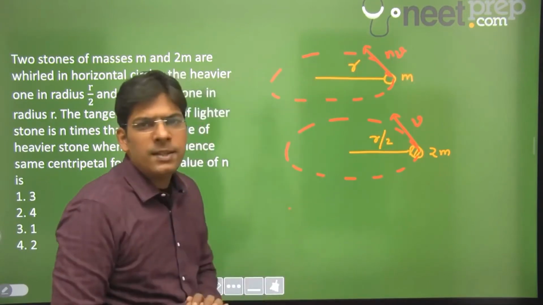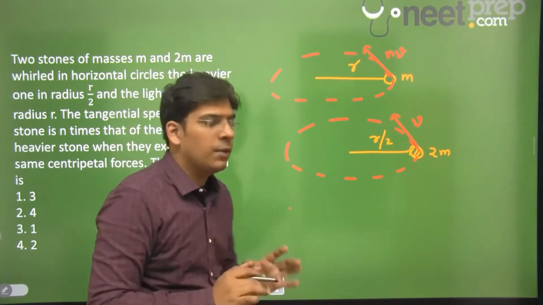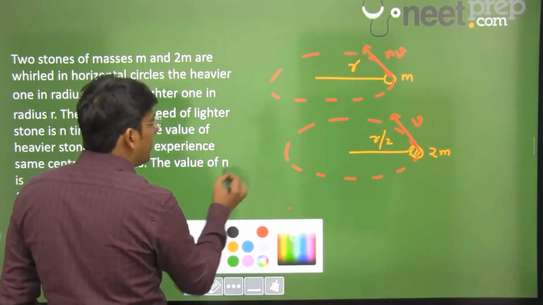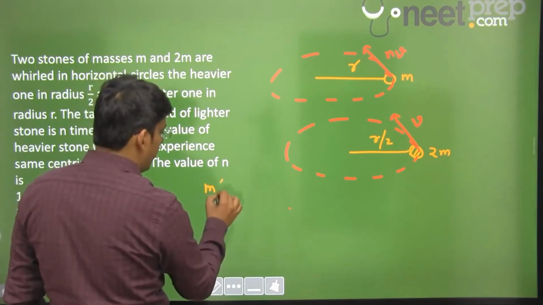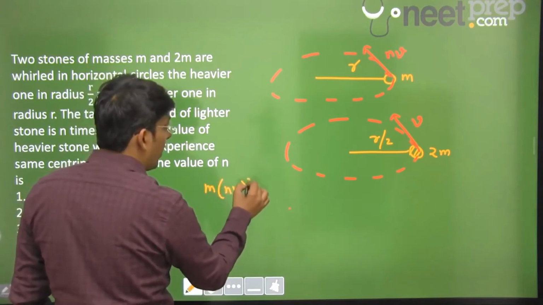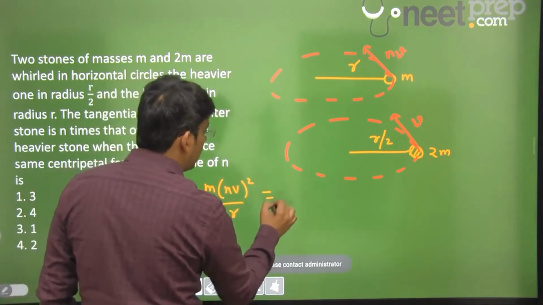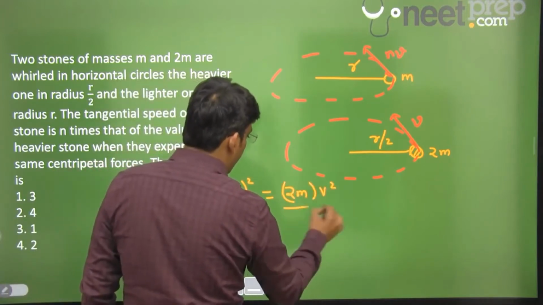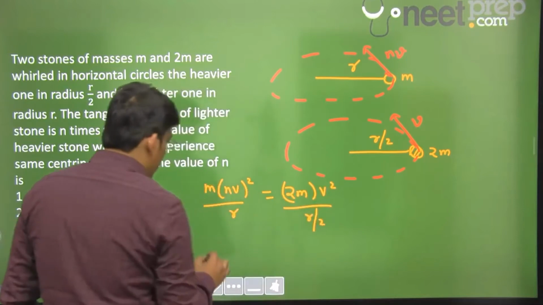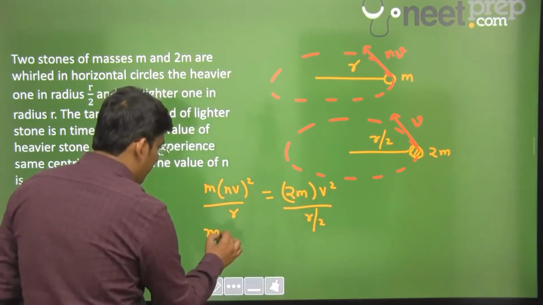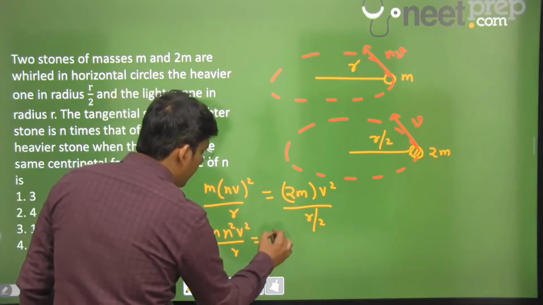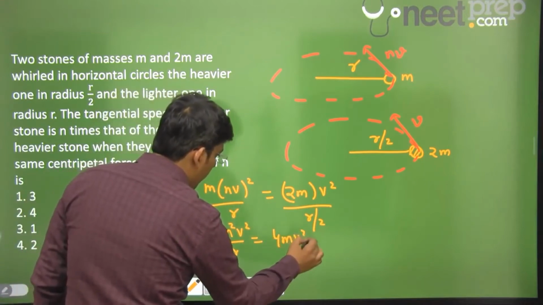It is a very easy question, dear students. We are going to equate the centripetal forces for both of them. The centripetal force for the first one is m n square v square by r. For the second one it is 2m v square divided by r by 2, which is 4m v square by r.